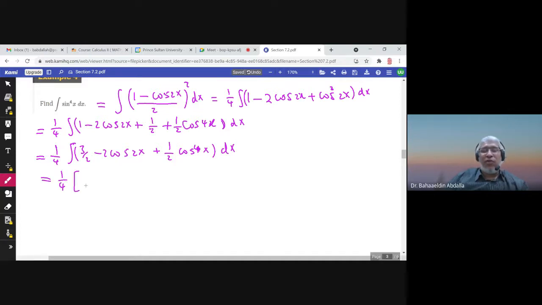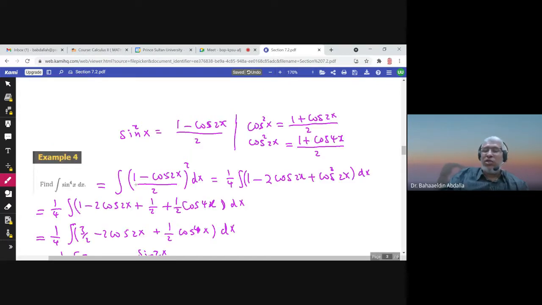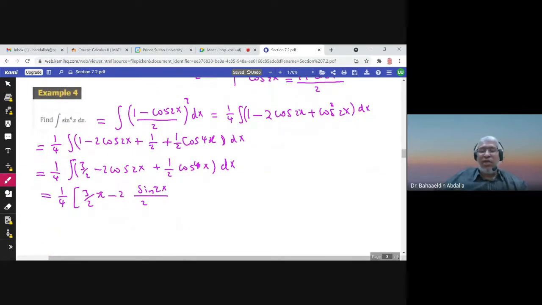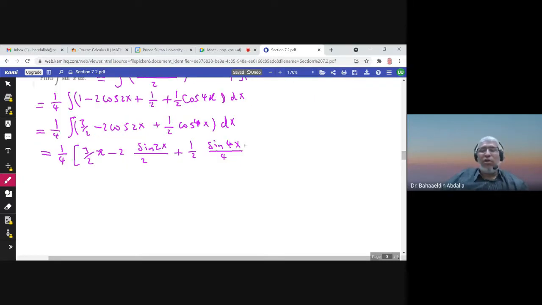The integral of 3 over 2 is 3 over 2x minus 2 times the integral of cosine 2x, which is sine 2x over 2. That's what we mentioned here. We divide by the coefficient, or the derivative of 2x. And here I have 1 over 2 times the integral of cosine, which is sine 4x, and I divide by 4 because the derivative of 4x is 4. So that's the answer, plus C.